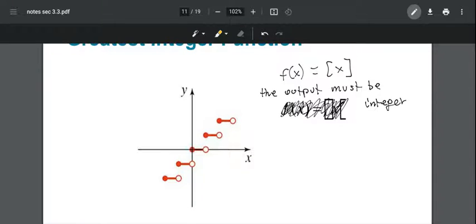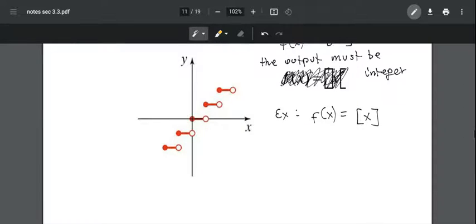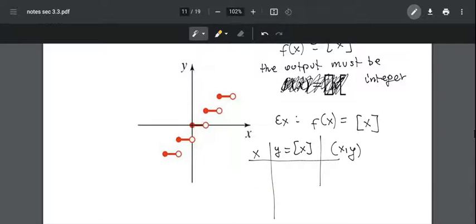Let me give you an example. f of x equals the greatest integer function of 2x minus 1. Oh, you know what? Let's just keep that basic one. Let's keep that x. So how are they graphing this function? Let's create a table of values. We have x. To get y, we're going to take the greatest integer, and then we need points x comma y. So the output y value will always be an integer.